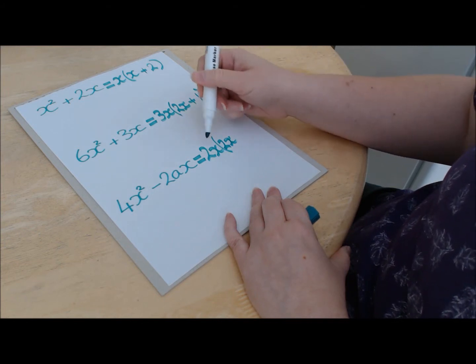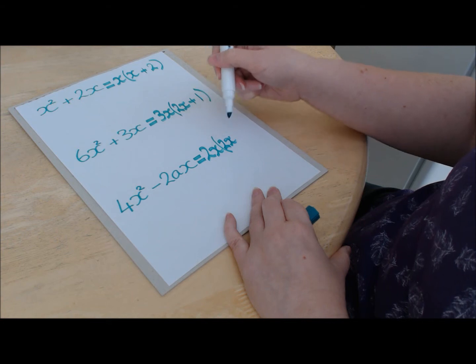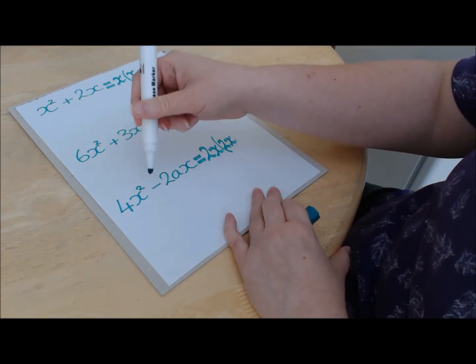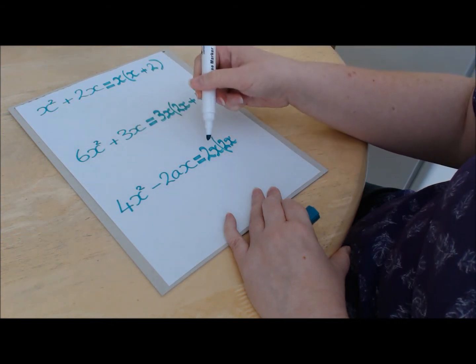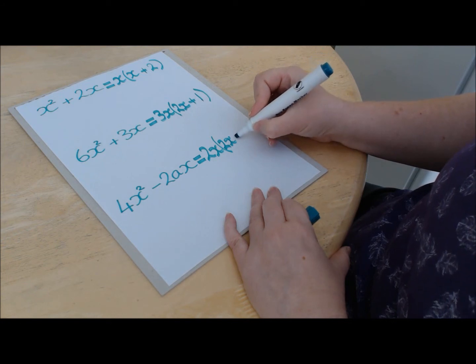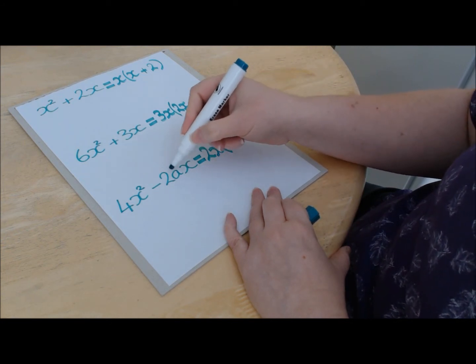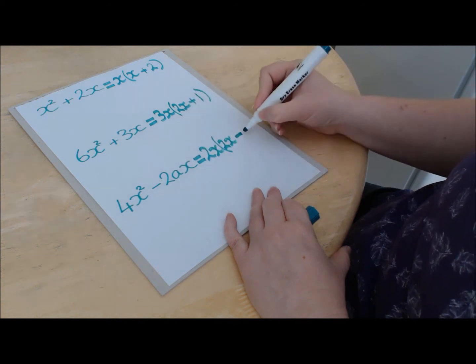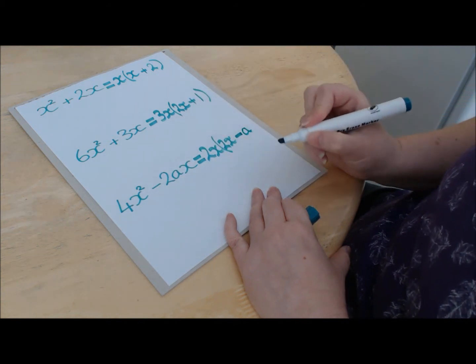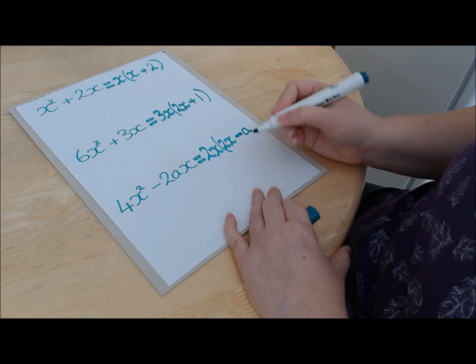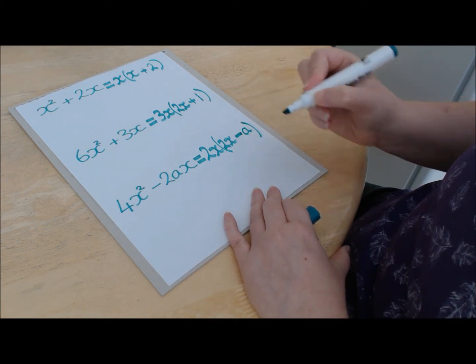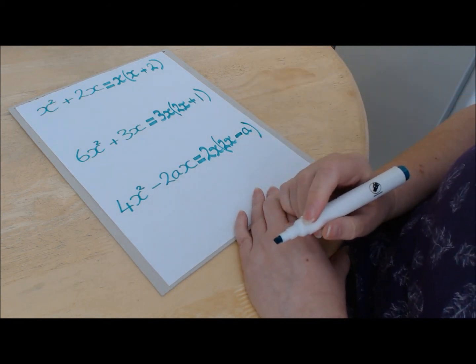Then we've got to think about 2x times something is going to get me minus 2ax. So it's going to be minus, and just think about it, what's the extra bit? It's the a, isn't it? So that's factorising into one bracket.